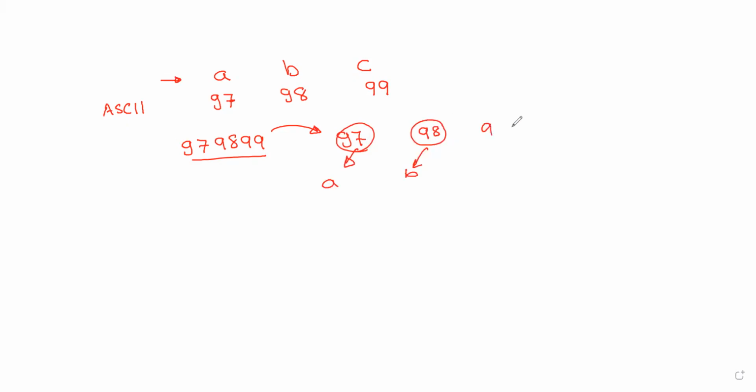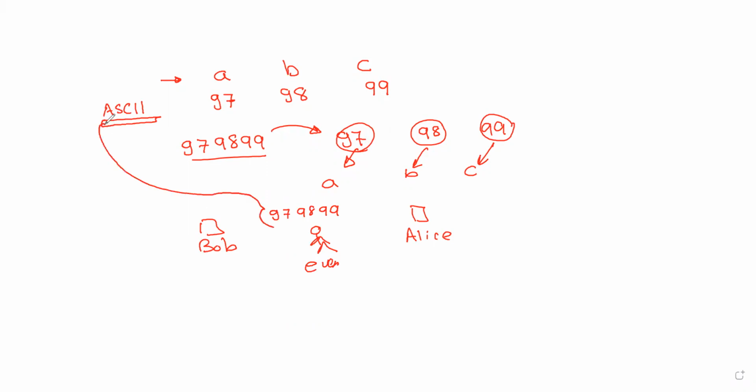So the problem here is that if there is an entity in between, okay, so this is Bob, this is Alice, and this is Eve. Even if a message says 97, 98, 99, Eve could easily understand the ASCII code because they could look it up on Google, right? And so they could know what each number represents as a letter. And that's problematic. You don't want that happening to your messages, right? I do not. So what do you do?